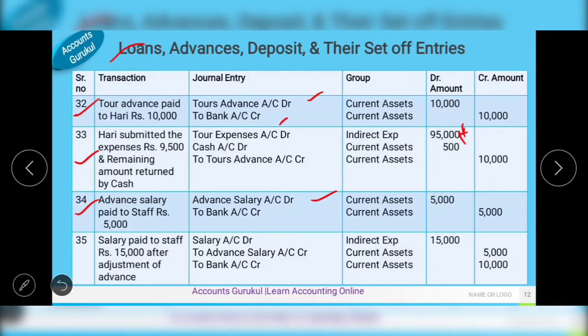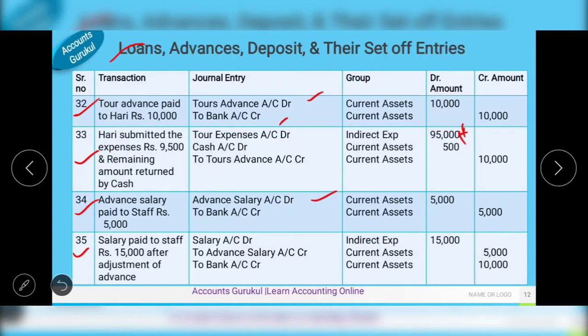और ये जो advance दे दिया है, that we are going to adjust when we are actually doing the payment. So now in the next entry, we are going to understand their set off as well. The salary paid to staff rupees 15,000 after adjustment of advance. तो staff का salary हम लोगों ने 15,000 pay करना है and after adjusting the advance.